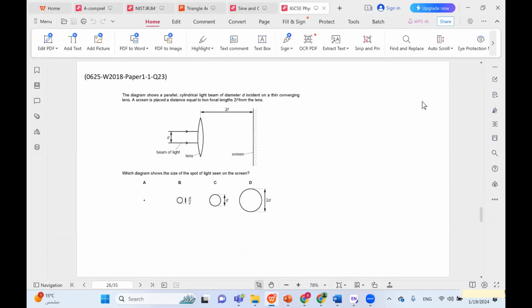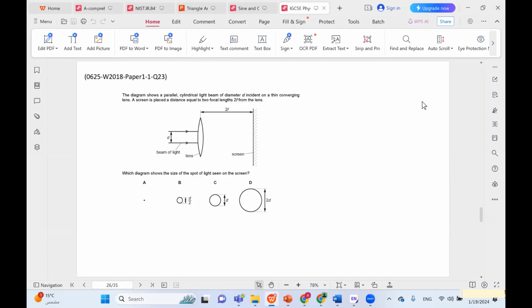The diagram shows a parallel cylindrical light beam of diameter d incident on a thin converging lens. A screen is placed at a distance equal to two focal lengths, 2f, from the lens. Which diagram shows the size of the spot of light seen on the screen?